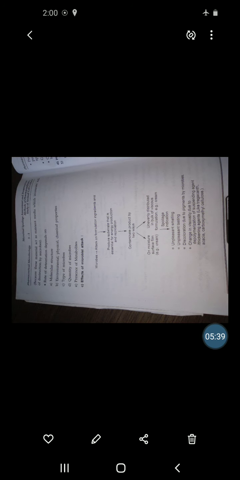Then third, the effects of microbial attack. First, microbes attack the formulation ingredients as well as the formulation procedure and the substrate that is essential for energy production as well as replication.